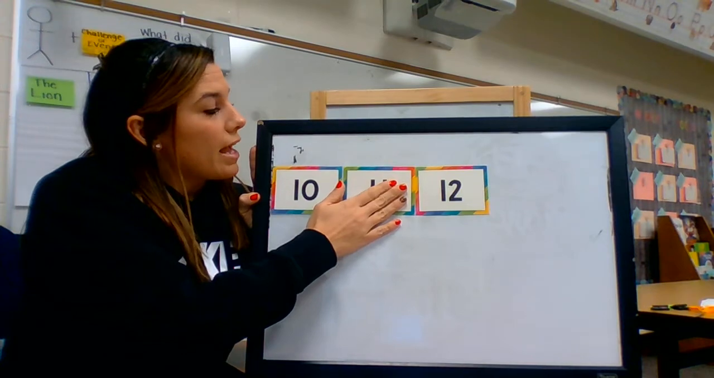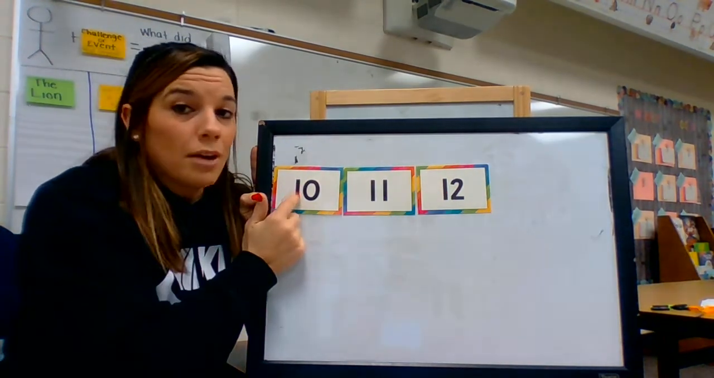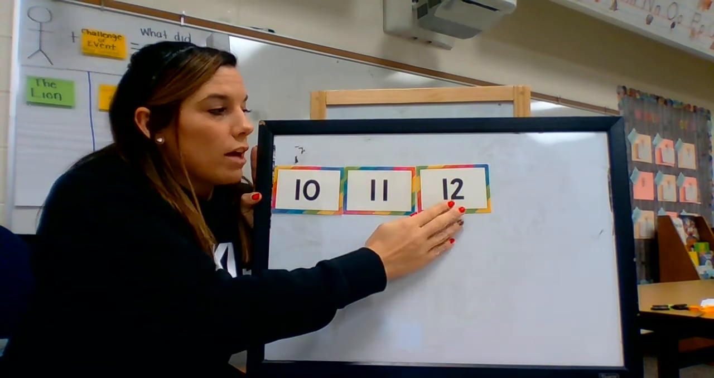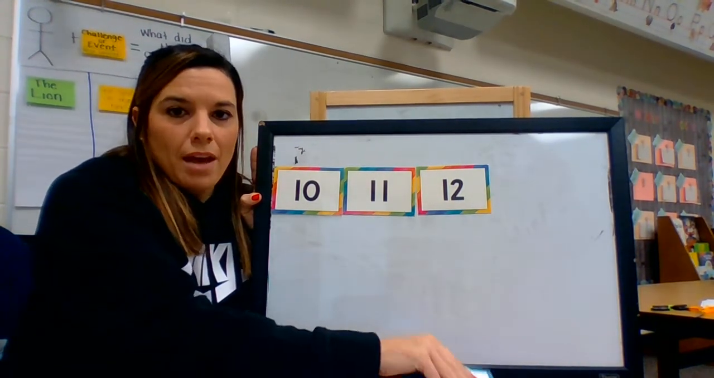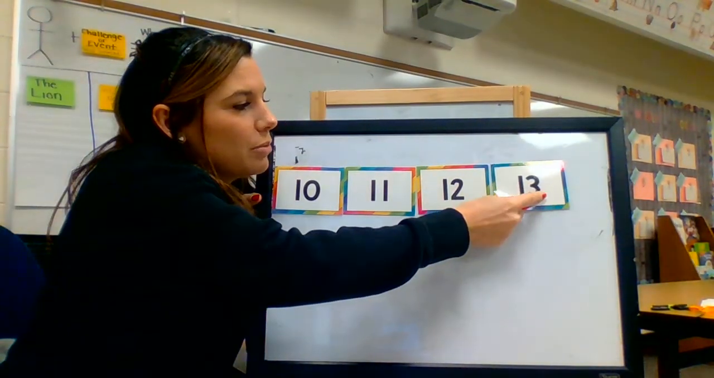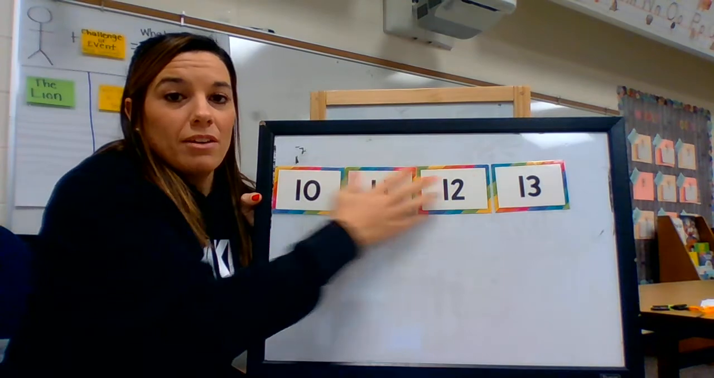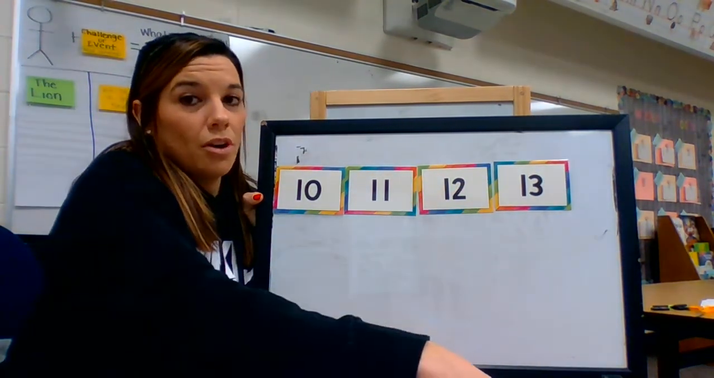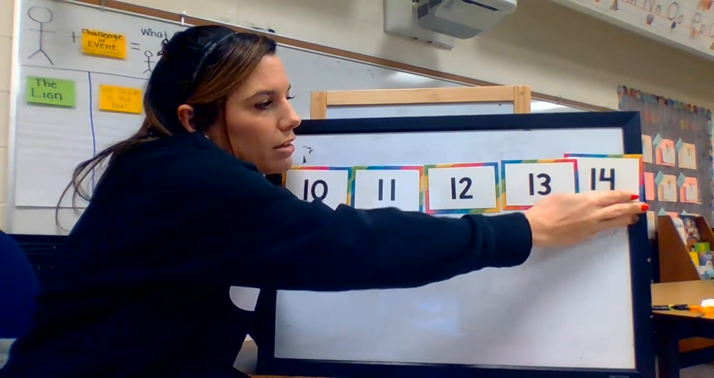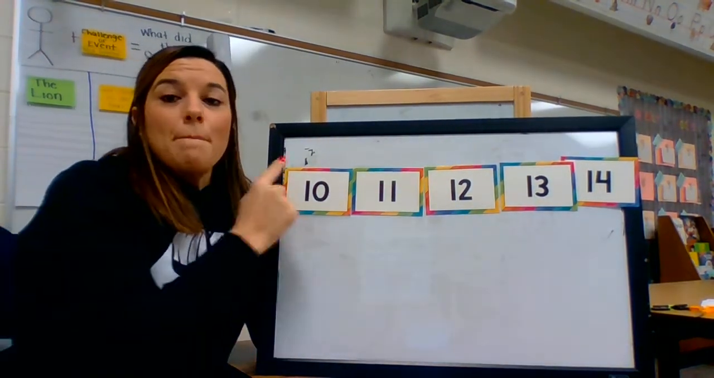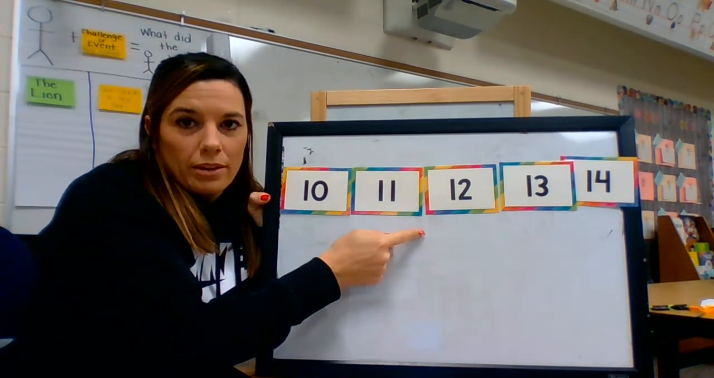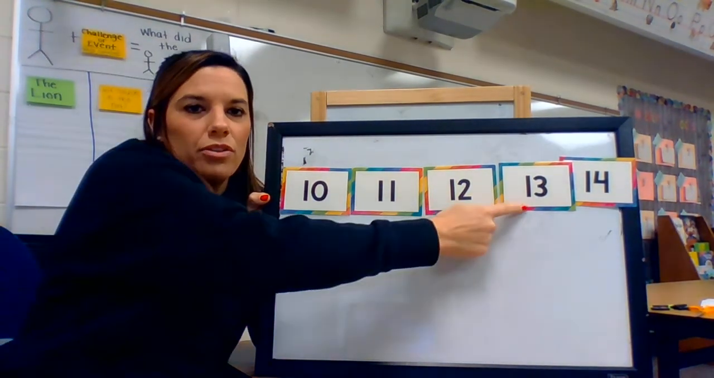So each number grows by one number. So if I have this number pattern where I just add 1 to each number and each number is getting bigger, 10, 11, 12, what number do you think is going to come next? 13. What number would come next after 13 to follow this pattern? 14. Okay. So my number pattern here is that the numbers are getting bigger by 1. 10, 11, 12, 13, 14.